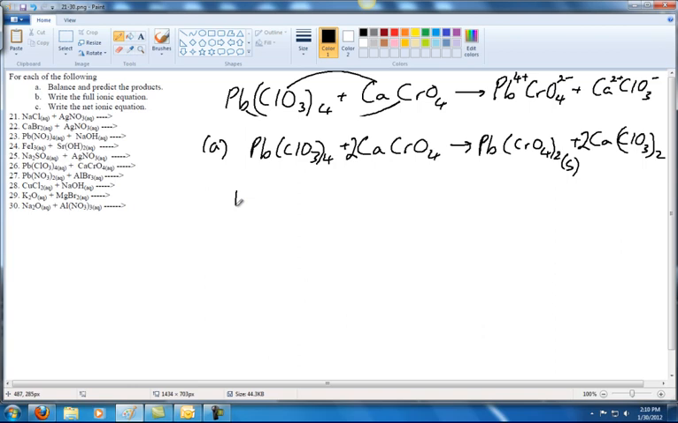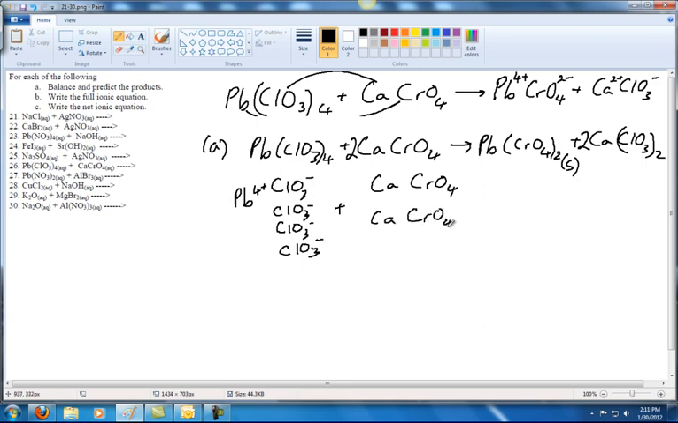Now for B, what I'm going to do is show how this splits into ions. So we've got 1 lead and 4 ClO3s, and we can just get the charges from up here. We already had them earlier, same way. So that's going to be 1 Pb4 plus. We've got 4 ClO3 negatives there. And now I've got CaCrO4, so I've got 2 of those. That's 2 plus, that's 2 negative.